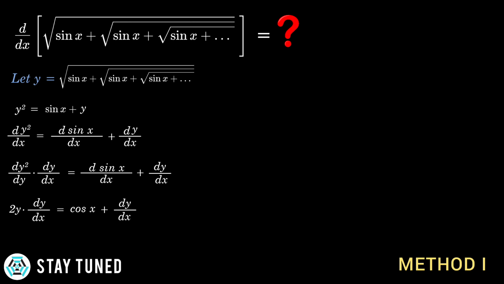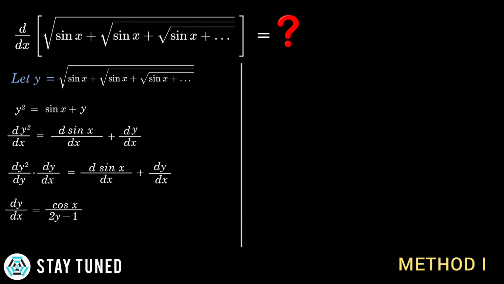Next, we will transpose dy by dx from RHS to LHS. Then we will take dy by dx as common from the first two terms of LHS to get a factor of 2y minus 1. Next, we will transpose 2y minus 1 to RHS to get dy by dx equal to cos x by 2y minus 1.